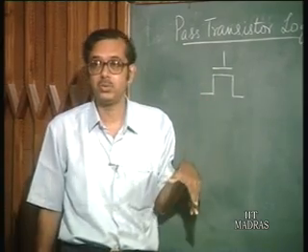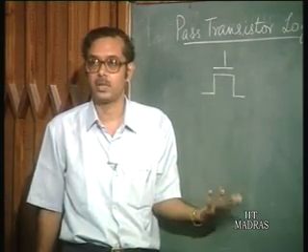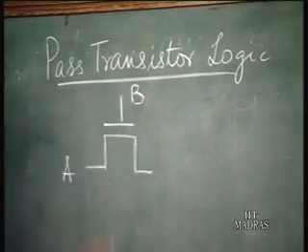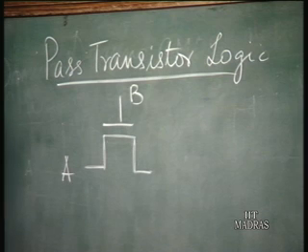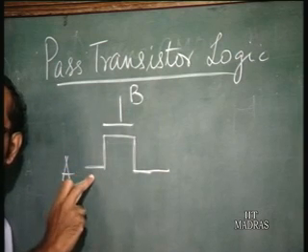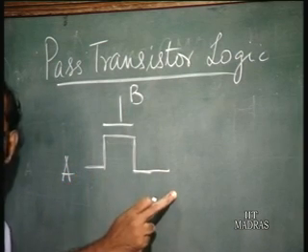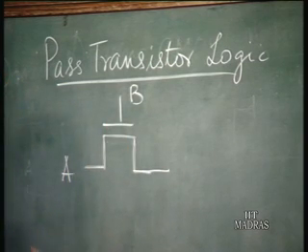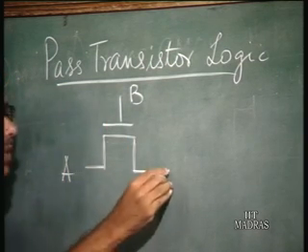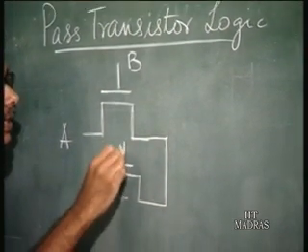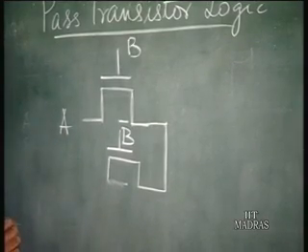Now, this can be used to realize logic gates. For example, if I say that this input is A and here this is B, what is the logic at the output? Well, if B is high, then the output is A. But that does not give us all the conditions. So basically what we have to do is we have another transistor here. This input is B bar, the complement of B.